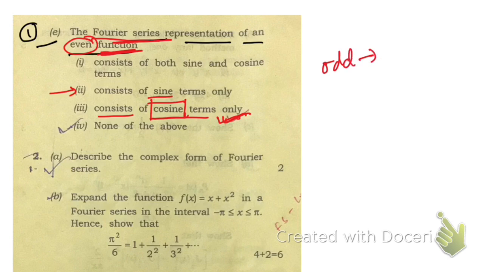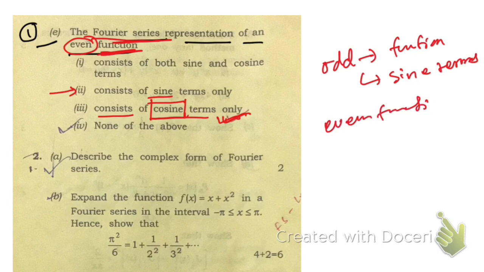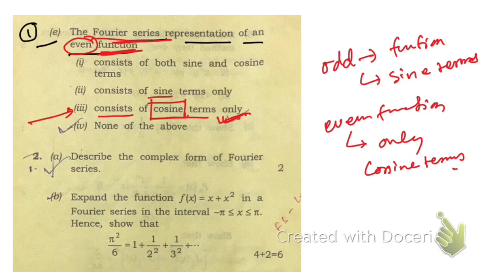For an odd function, it consists of only sine terms, and for an even function, only cosine terms, right? So our correct option is 3. So hope you have understood this.